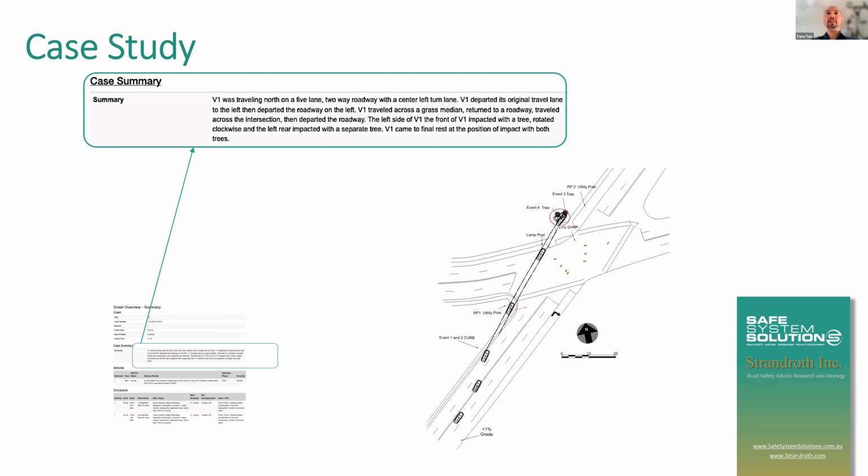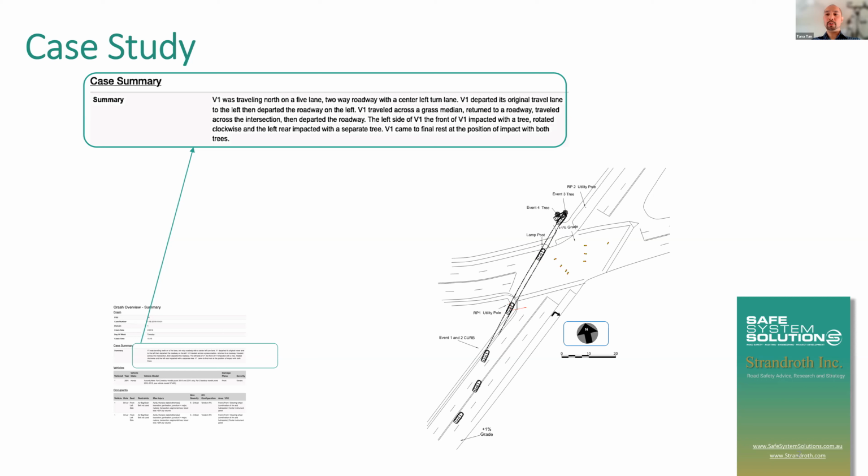And then the left side of vehicle 1 and the front side impacted a tree. The vehicle then rotated clockwise, and the left side of the vehicle impacted another tree. Vehicle 1 came to a final rest position at the point of impact, which is spatially highlighted in red. So that's just the background of this case study that we're going to use.